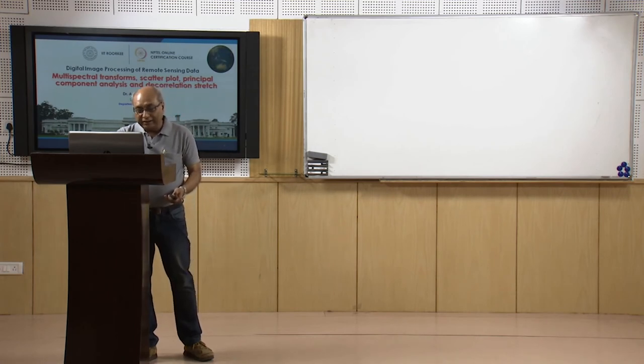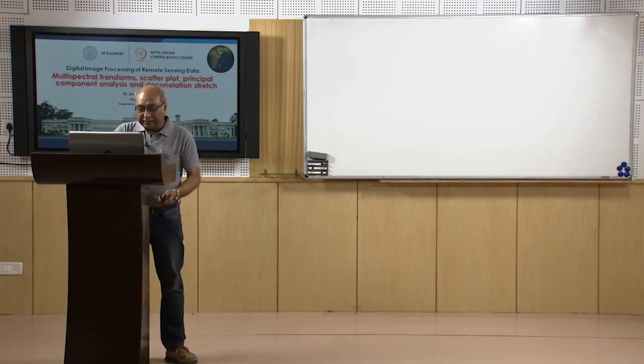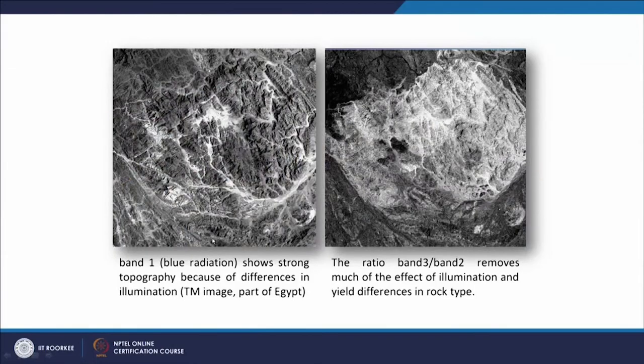So Rayleigh scattering effects can also be minimized. This is the example here, and this is band 1. Blue radiation shows strong topography effects, where the ratio of band 3 by band 2 removes much of the effect of illumination and yields differences of rock.